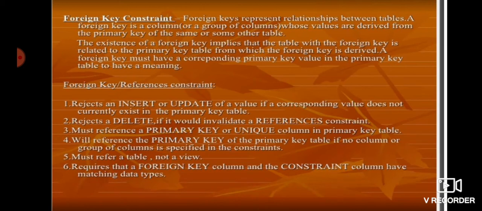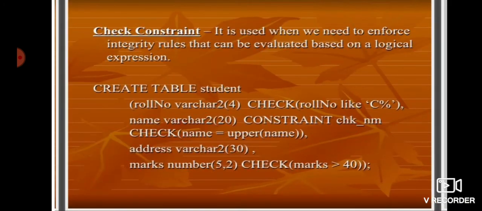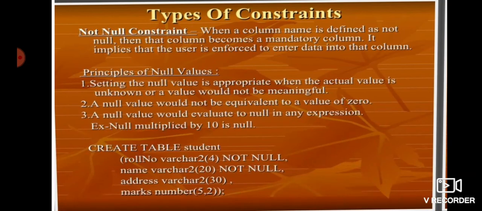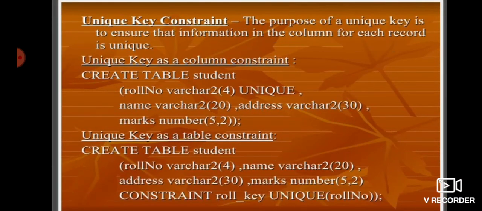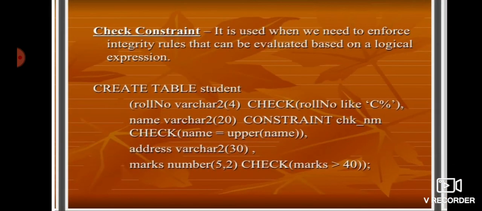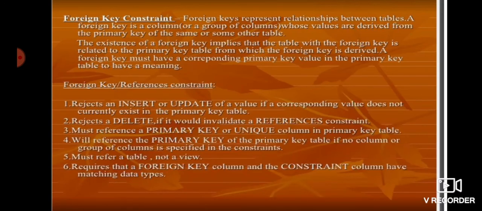Students, this is it for today's topic of database constraints and its types. In constraints, we studied that constraints are the rules applied to the data by the database administrator. We also studied four types of constraints. First we studied not null constraint, second unique key constraint, third check constraint, fourth foreign key constraint. Students, let us revise this topic.